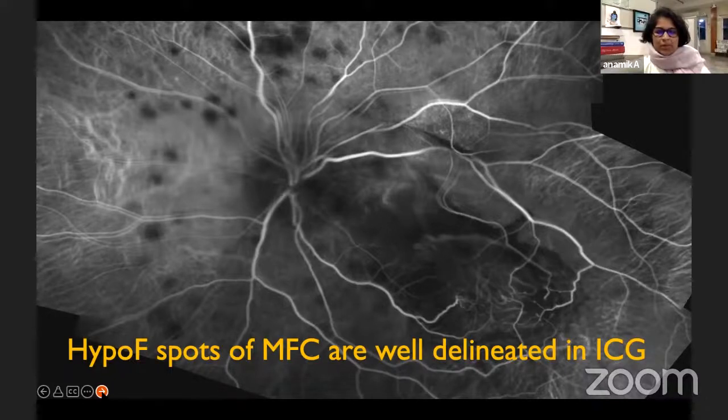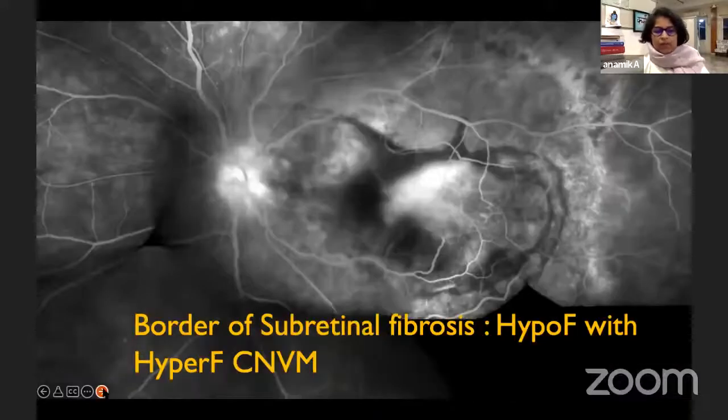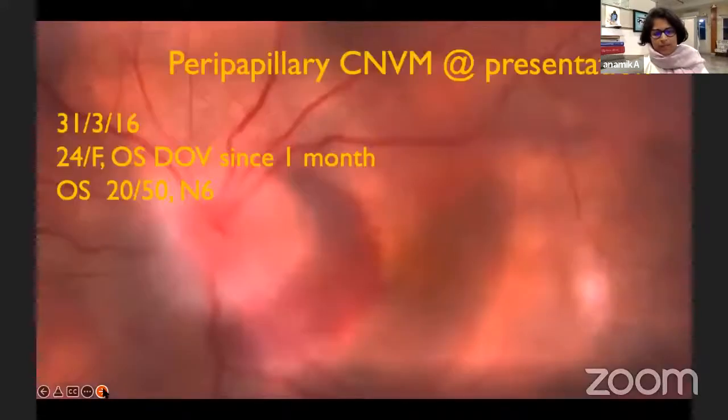All right, so I was speaking about a case of a multifocal choroiditis with a subretinal fibrosis presentation, where when you look at the ICG, it nicely picks up these hypodots. But the FA, if you compare, nicely shows you the border of a subretinal fibrosis as hypofluorescent, and in the midst of that, you see the presence of a choroidal neovascular membrane, which is hyperfluorescent.